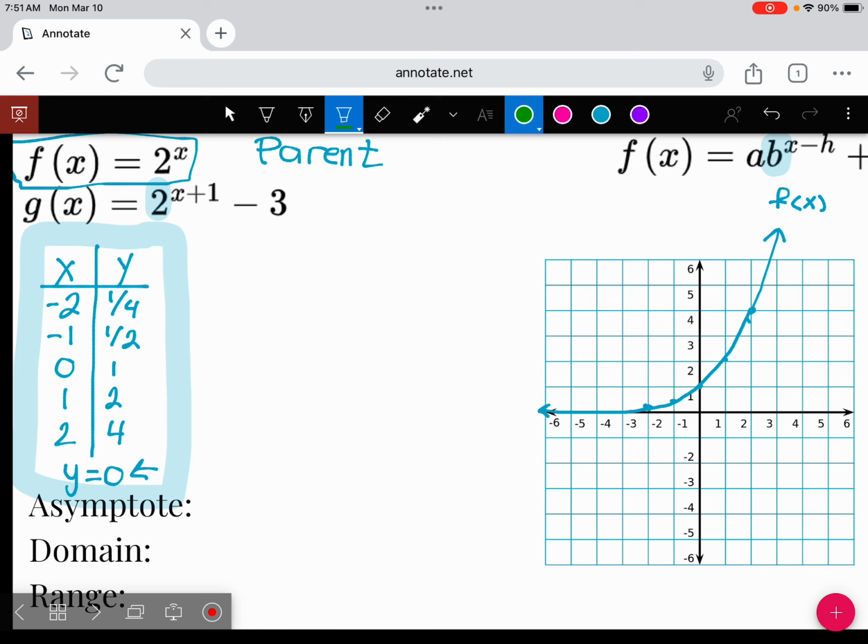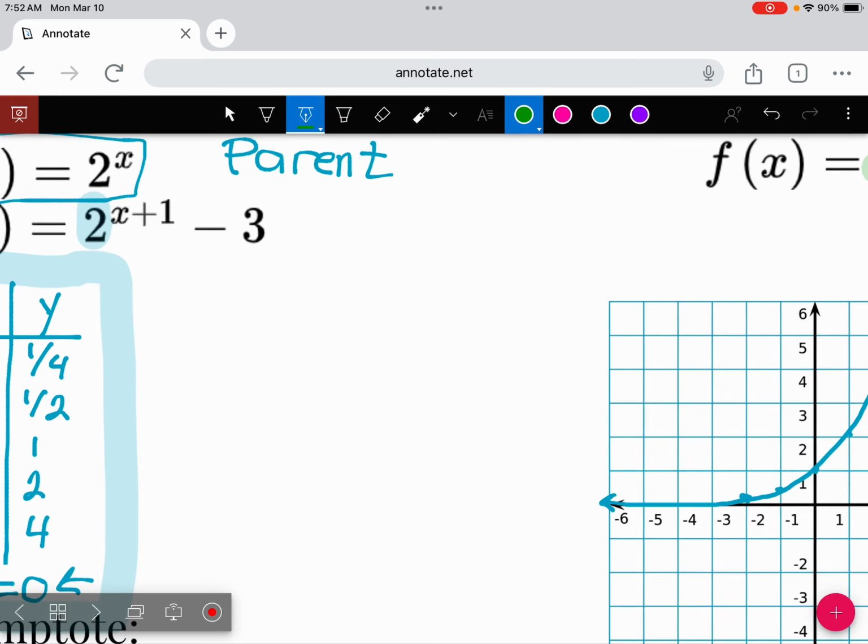Looking at g of x here, what's our a? What number is multiplied in front of our base? I heard someone say it. 1. Yep. That's the same thing as if I put 1 times. So if there's nothing written out in front, our a is 1.